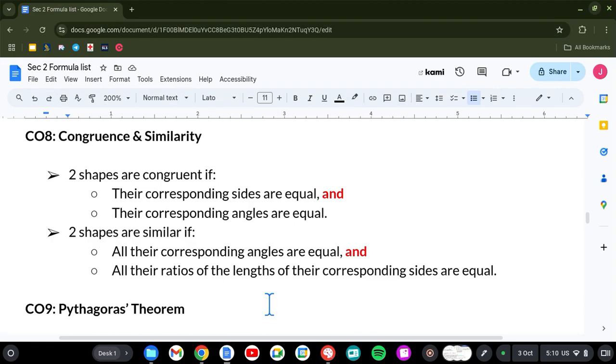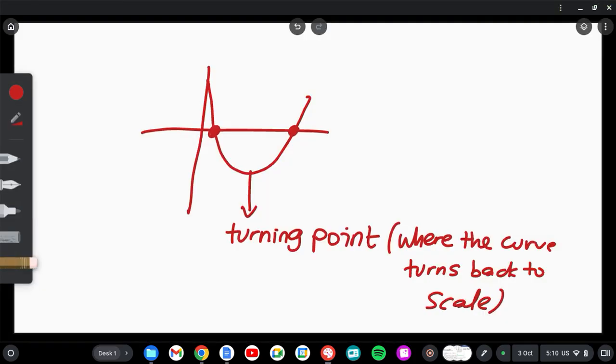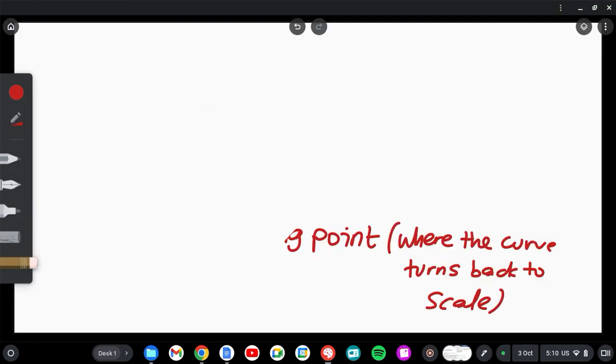Two shapes are congruent if their corresponding sides are equal and their corresponding angles are equal. So, if I give you a question like this, you must be able to know how to do it. I think congruency and similarity is the easiest topic of the whole year. Why do I feel that? Because congruent means exactly the same. In Chinese, they say 一模一样. It's exactly the same.